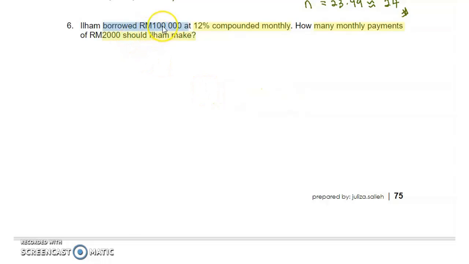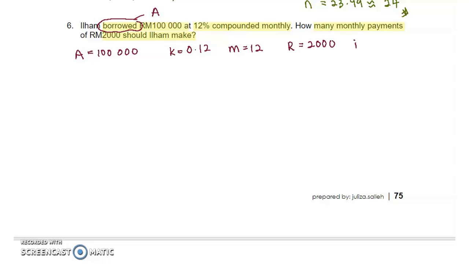Okay, now we want to know what is 100,000. As I said before, look at the keyword here. 100,000, borrow, represents present value A. So now let's extract the info given. A is 100,000. Annual nominal rate 12%, 0.12, compounded monthly. And R, the monthly or periodic payment, 2,000 ringgit. As usual, calculate interest rate per interest period, which is value i. So 0.12 divided by 12 is 0.01. n equal to n, because now we want to find how many monthly payments, which refers to value n.